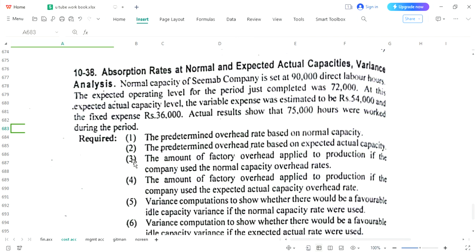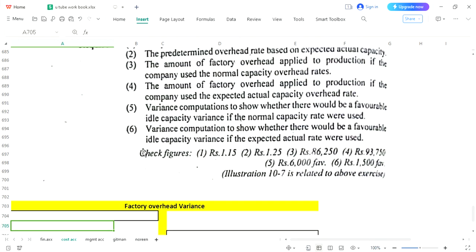Normally there are only three requirements. There are only three targets which we have to achieve, which is to calculate the three variances: total variance, budget variance, and volume variance. But now here there is a twist, and several other requirements are also needed to be calculated. But still, I'm stating that the same format would be used to calculate everything.